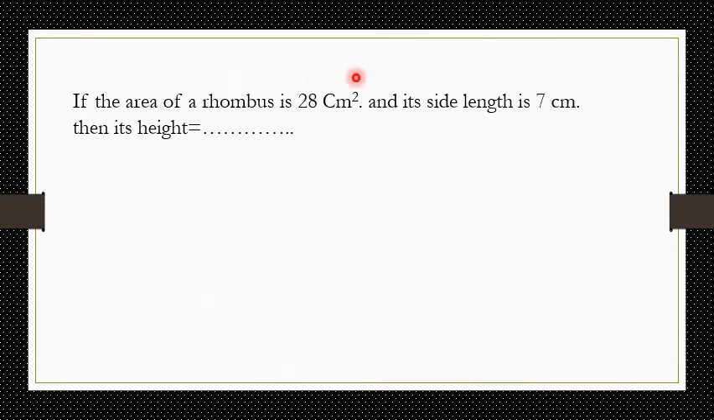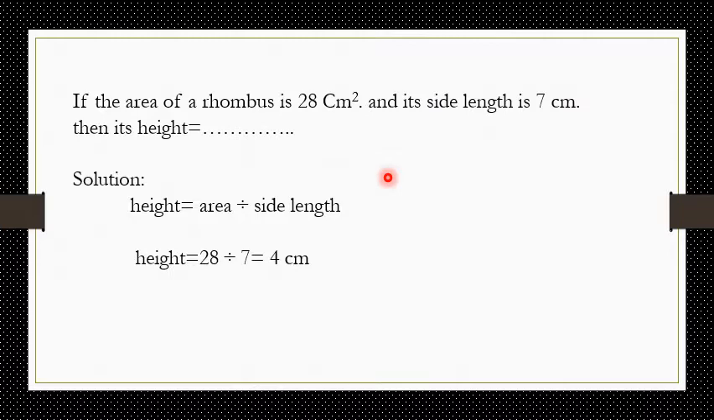Now, if the area of a rhombus is 28 centimeter square and its side length is 7 centimeter, then its height equals, we said before, height equals area divided by side length. He gave me area equals 28 centimeter square and side length equals 7 centimeter, so we will substitute in the formula. So height equals 28 divided by 7 equals 4 centimeter.